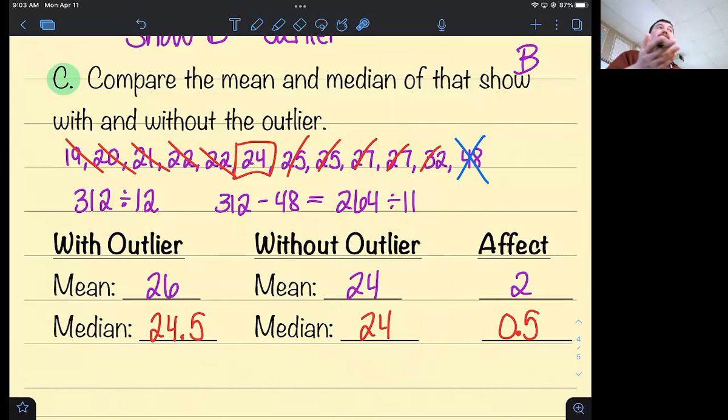Now you know which one. They may ask you how much it affects. You can calculate that, but now you know what you're looking for. You're looking for it to affect the mean. All right, that's it. Your homework, some big ideas tonight.